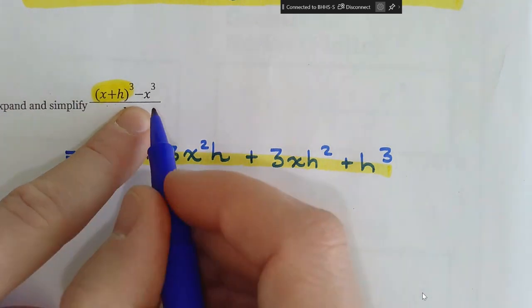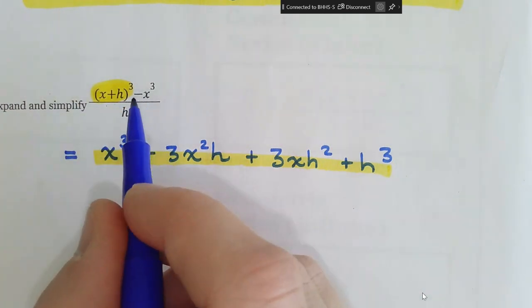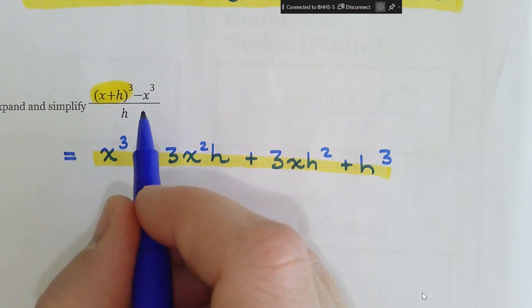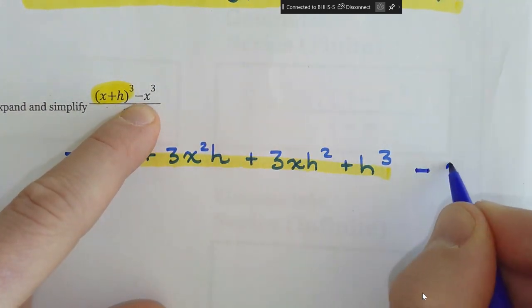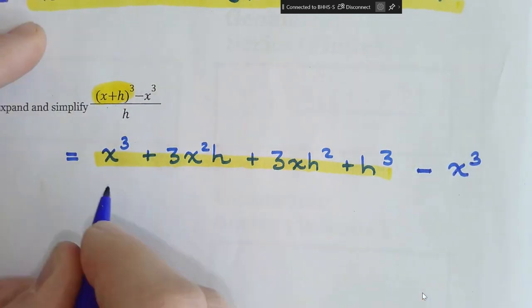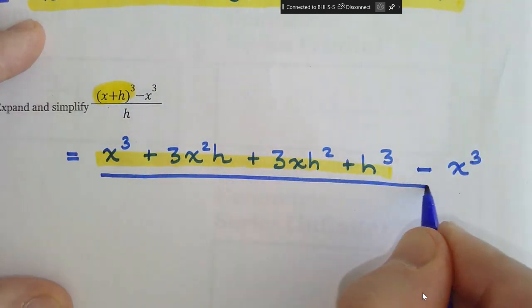Let's go back to here. Put your pencil right there. Don't pick up your phone. You want to subtract an x to the third off the end and then divide by h.